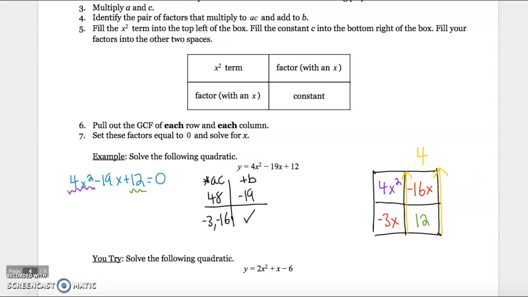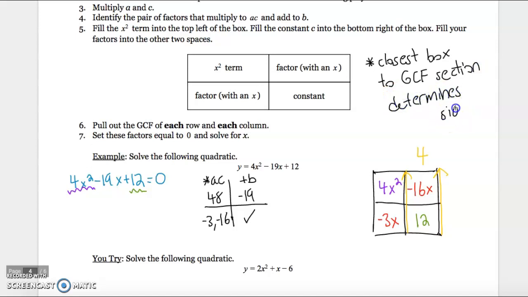One note you want to make for yourself somewhere on the page is that the closest box to the GCF section determines the sign that you pull out. So for example, between this 12 and this negative 16x, this box is what's closest to where I'm pulling out GCFs. So I actually need to pull out a negative 4 because the box that's closest is negative, okay?